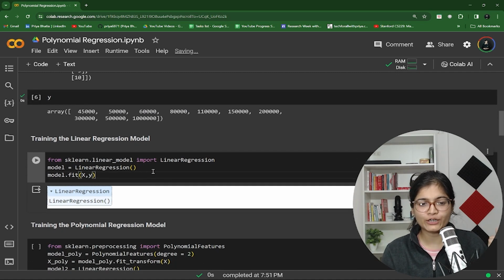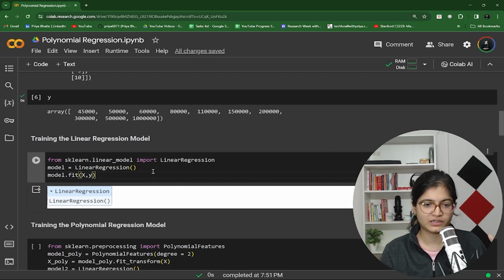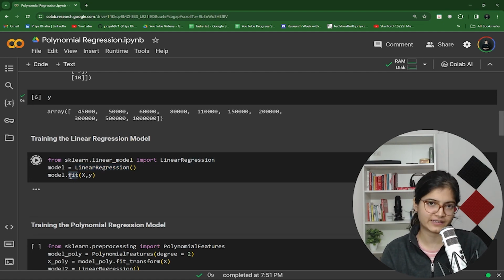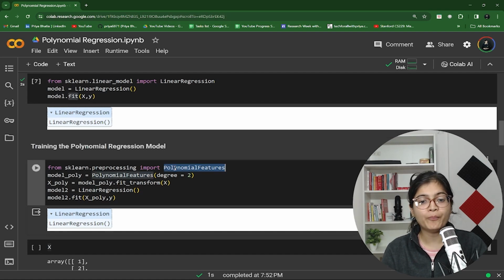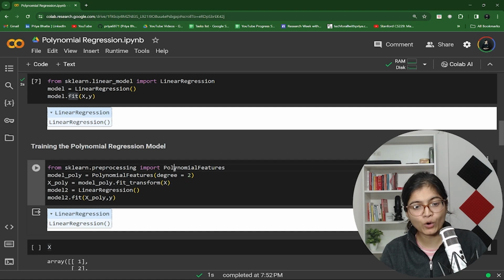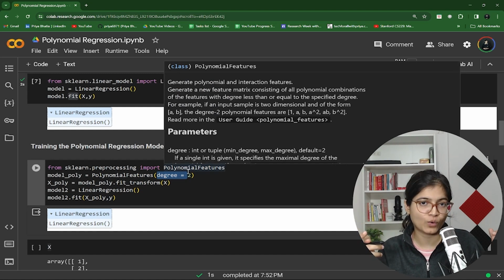After that, what we can do is train a simple linear regression model. You can call simple linear regression and fit it on the values of x and y. Your model will be ready. But let's say you want to fit a polynomial regression. First of all, you need to import polynomial features and define the degree so that it gets to know which kind of polynomial regression you want to implement.